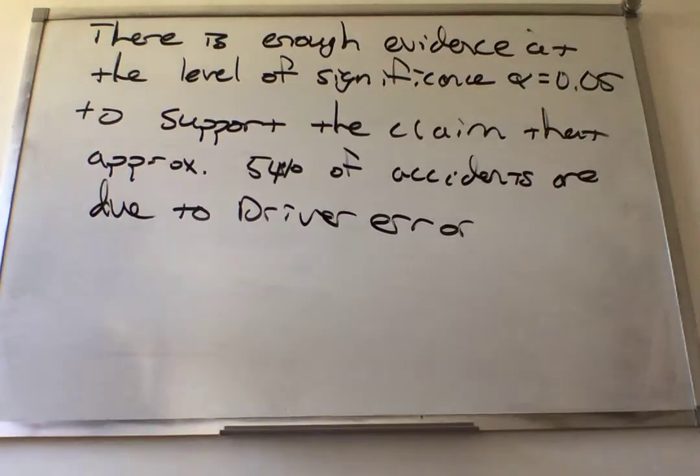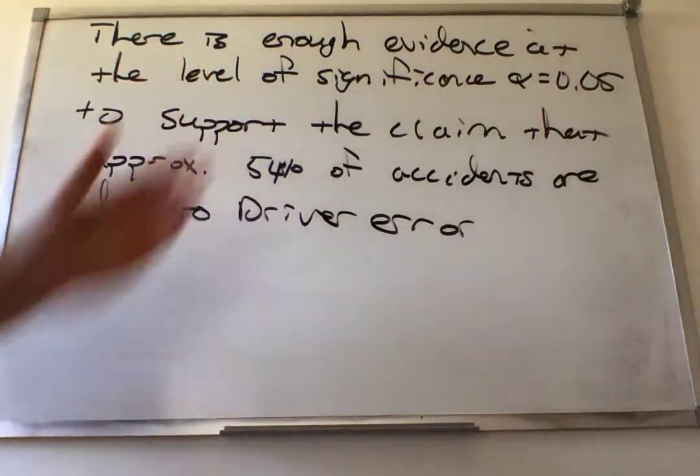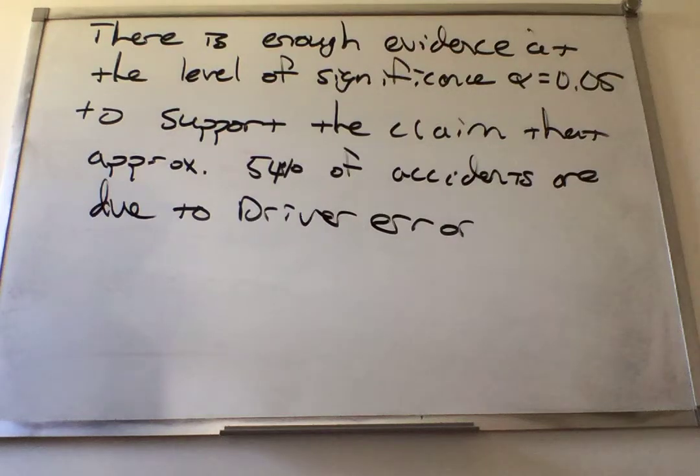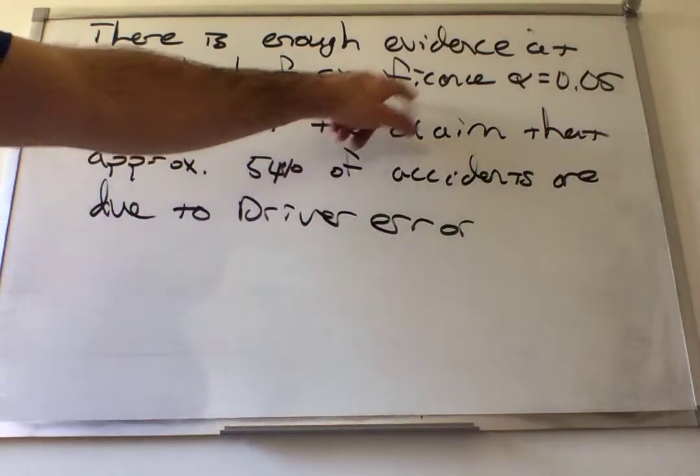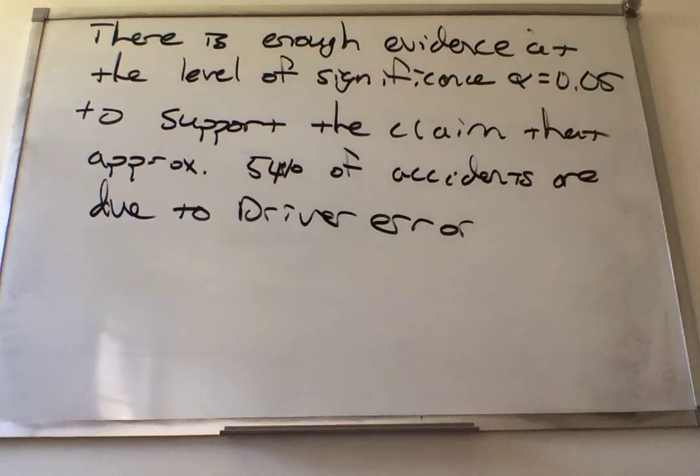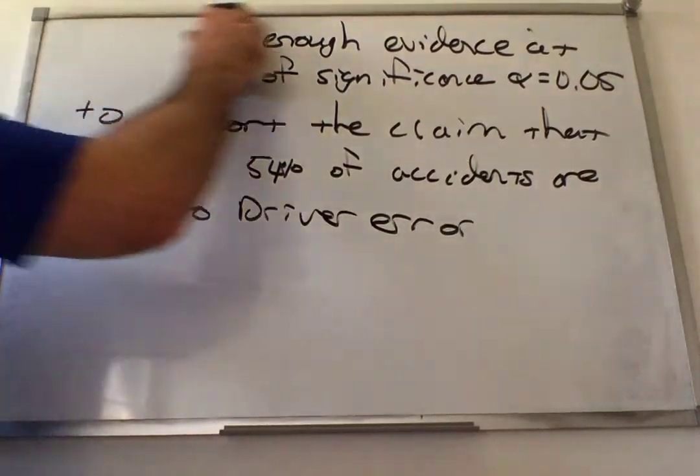So all I did was say I do or do not have enough evidence to support my claim. And then you just copy the claim. Remember to state your level of significance as well, right? So let me go through the final example.